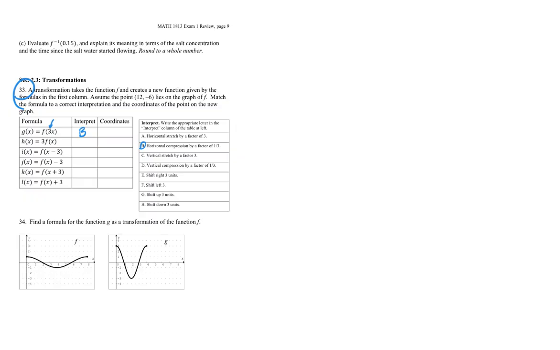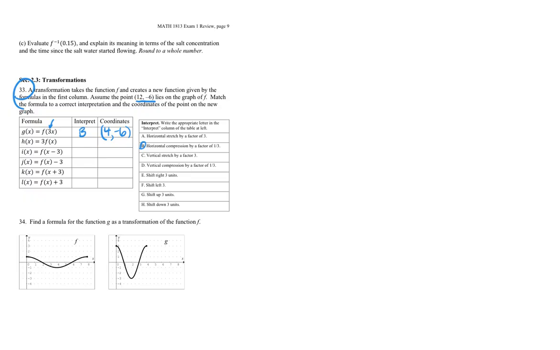And if we want to compress horizontally by a factor of 1/3, that means that's impacting the x coordinate. So the x coordinate is going to be multiplied by 1/3. So if we multiply the 12 by 1/3, that's going to give me 4. And then the y coordinate is unaffected by this shift here. So (4, -6).